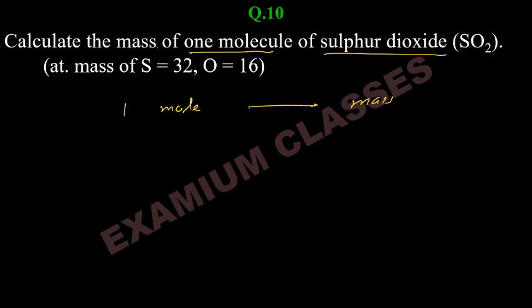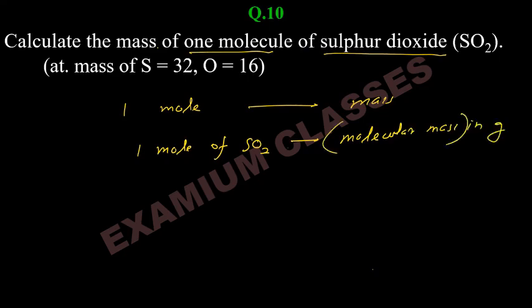So what you need to get is mass. But mass you can get from moles. And 1 mole of SO2 will be equal to its molecular mass in grams. That's what I am talking about again and again. 1 mole of anything is either its atomic mass or its molecular mass in grams. It means 6.022 into 10 to the power 23 molecules of SO2 will be equal to its molecular mass.